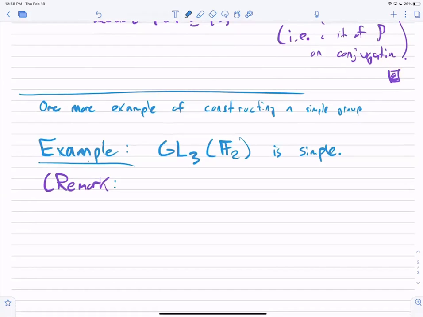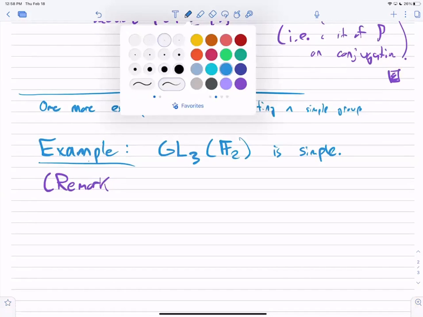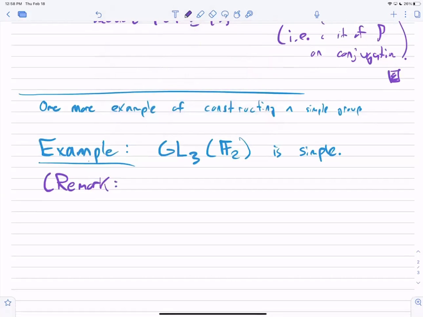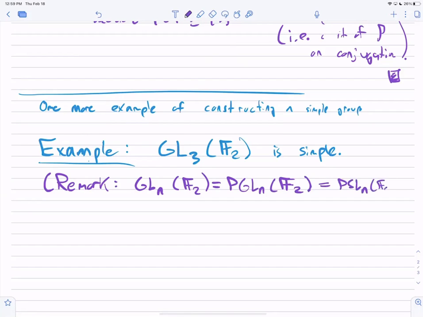So the remark is, GLn of F2 is equal to PGLn of F2, and this is also equal to PSLn of F2.